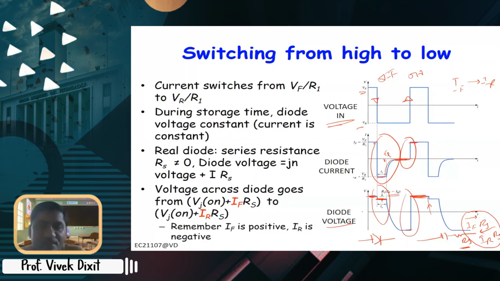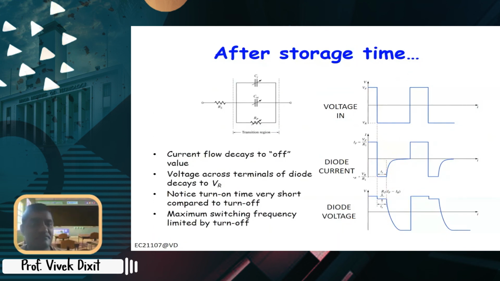So the speed of the PN junction diode is actually limited by the turn off transient, and tau s plus tau r, which is called tau rr, determines the maximum speed at which the diode can be operated. In summary, current flow decays to the off value gradually, and the voltage across the diode also changes gradually, and the turn on time is very short, and the maximum frequency is determined by the turn off time. So I think that's okay.